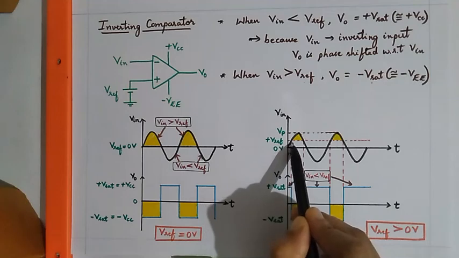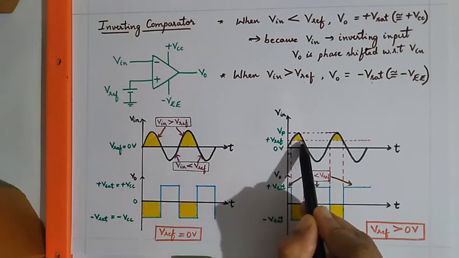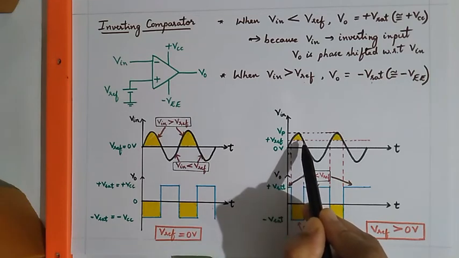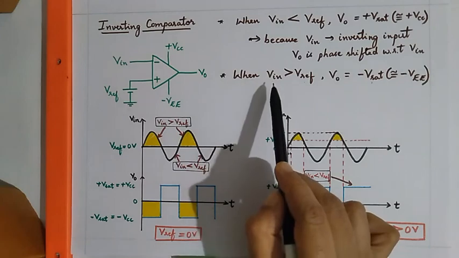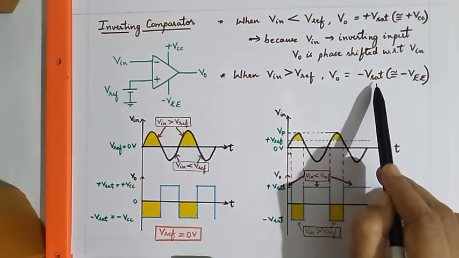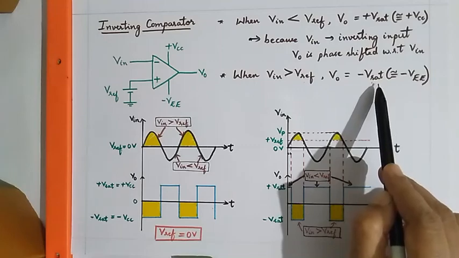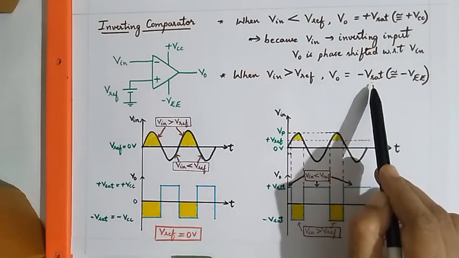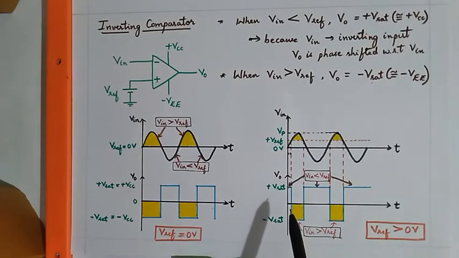Next, as the input voltage rises above the V reference, for this particular point of time we see that the input voltage is greater than V reference. So when Vin is greater than V reference, then V naught is equal to minus V saturation. The output now reaches minus V saturation, and for this particular period of time, the output is equal to minus V saturation.